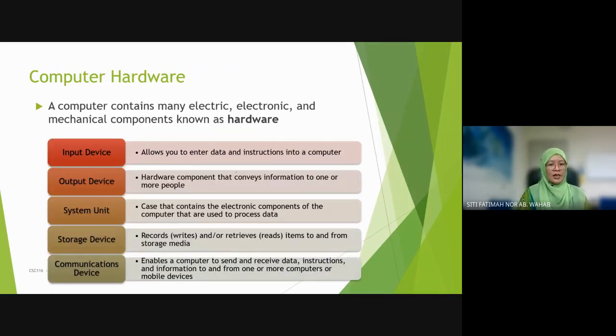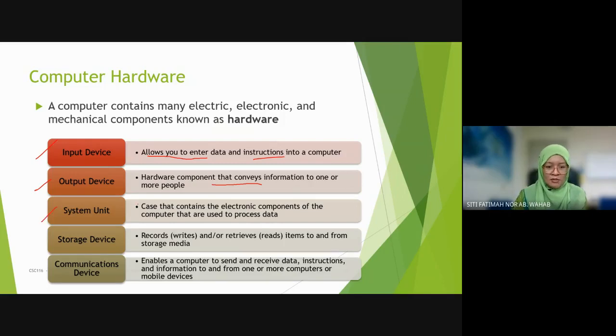So the computer hardware may contain many electronic and mechanical components. Okay, that is computer hardware. So you have input devices that allow you to enter data and instructions. You have the keyboard, you have the mouse where you click, and then you have output devices. It is a hardware component that displays information to one or more people. Okay, you have monitors, speakers, printers, and fax machines.